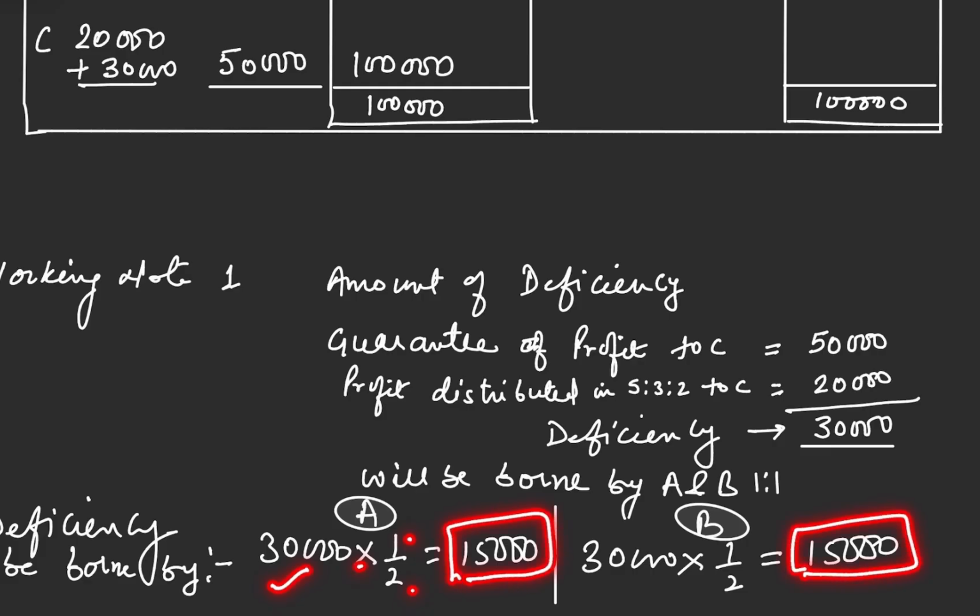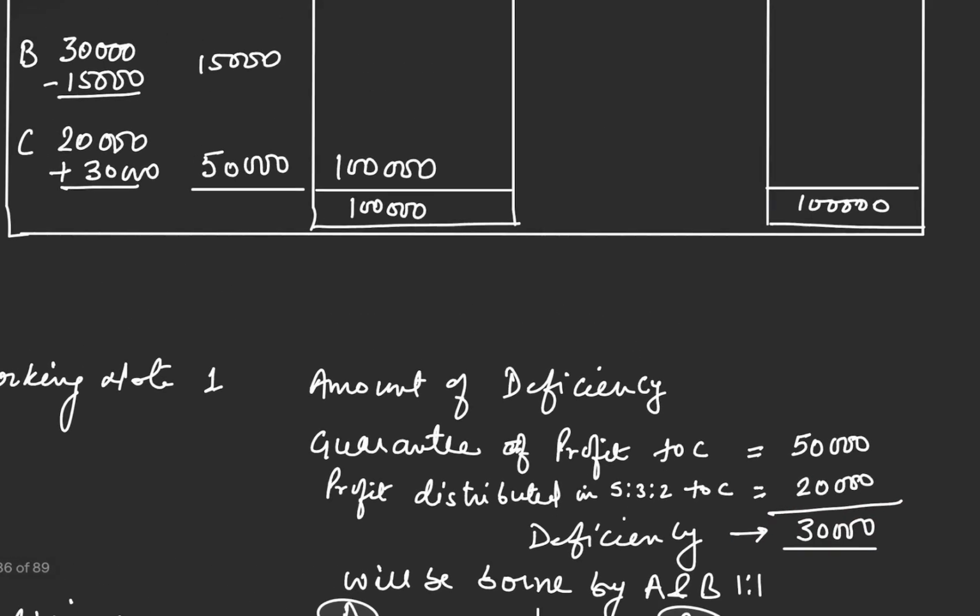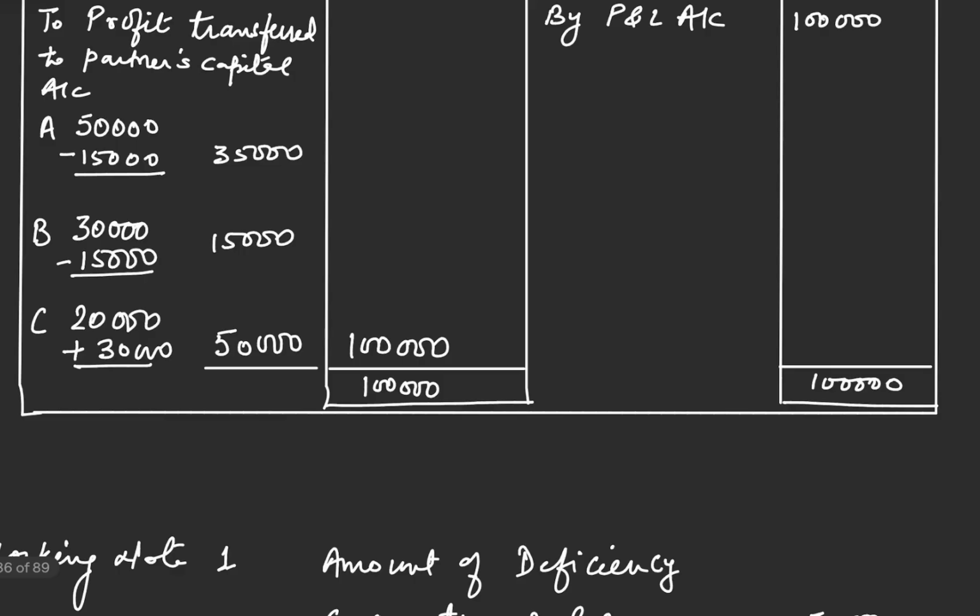Same for B, 15,000. So the profit of A as well as B will be reduced by 15,000, whereas the profit of C will be increased by 30,000. So here A has got initially 50,000, reducing his profit by 15,000, so he will get 35,000. B initially has got 30,000, but we are reducing his profit by 15,000, so ultimately he will get 15,000.